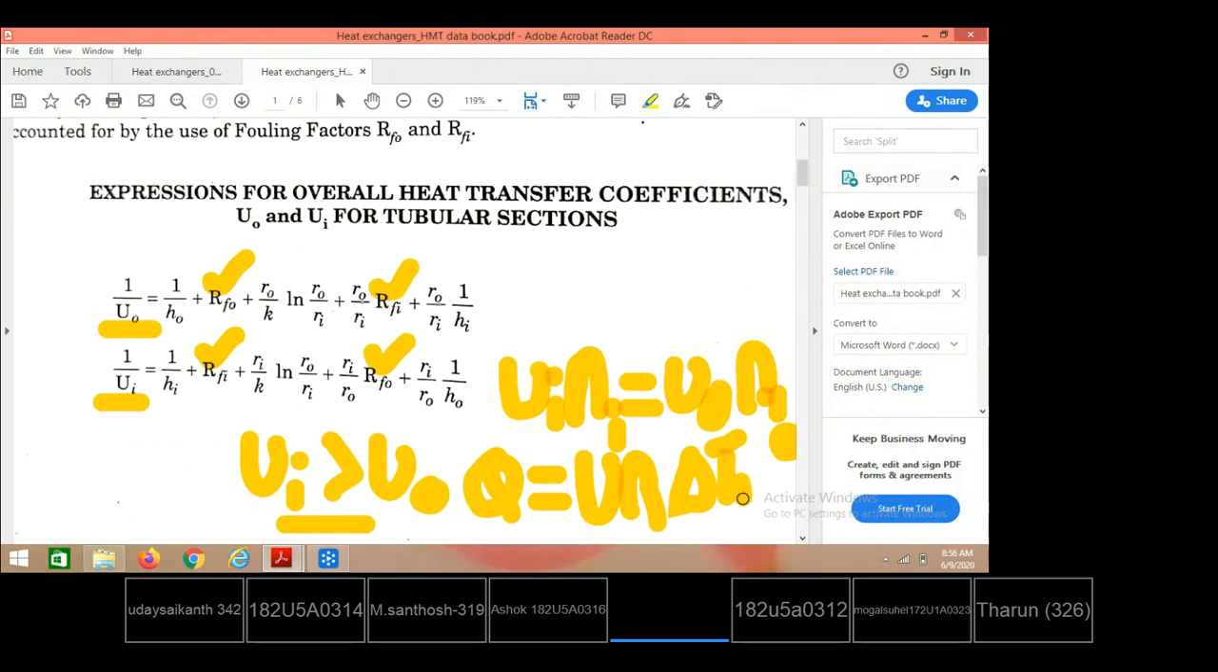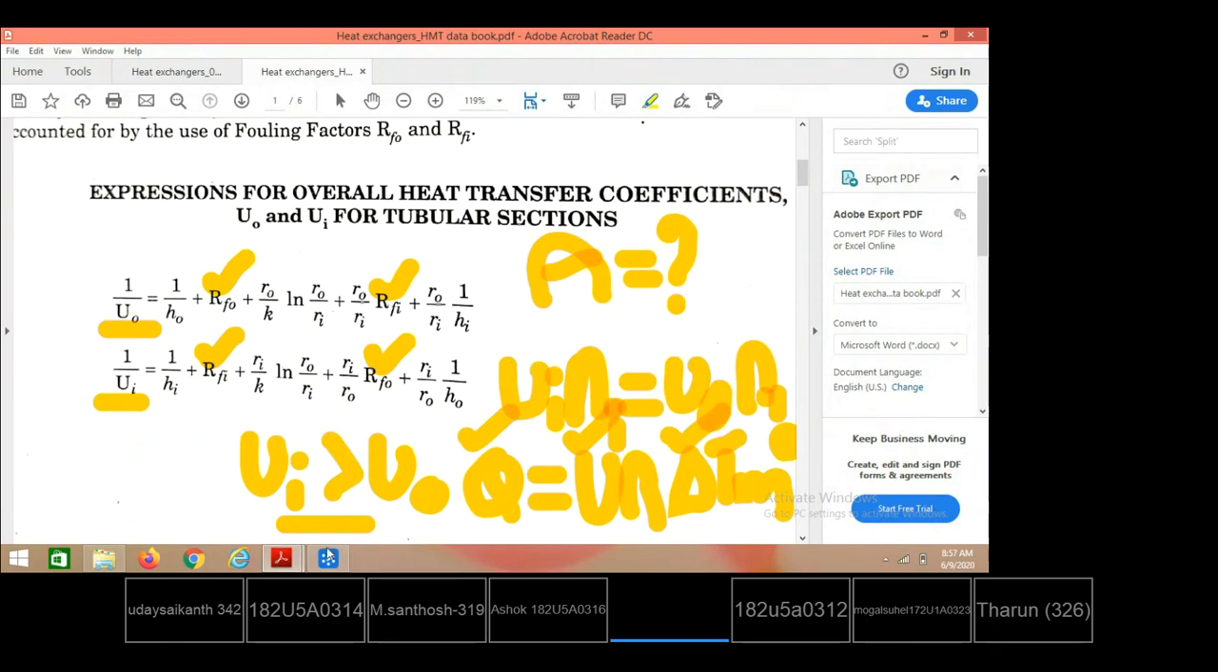Delta Tm, we have already seen that. So this is how to estimate delta Tm, how to estimate for clean surfaces and fouling surfaces, and how to estimate the amount of heat to be transferred from hot fluid side to cold fluid side. Knowing these three independently, we can fix the size of the heat exchanger required. So that is how the thermal design is carried out for a heat exchanger.